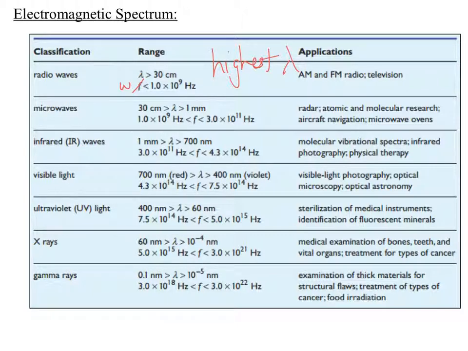And microwaves, specifically, we can see become shorter in length, but larger in frequency. And what we're going to notice is as we move down the table, we'll see that the wavelengths get smaller and the frequency gets larger, obviously, because they're inversely related to one another. But microwaves are used in radar, atomic and molecular research, and then some navigation.